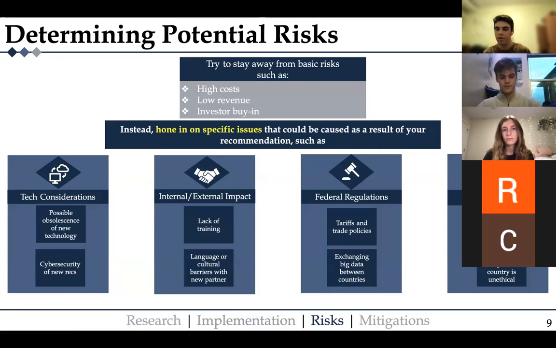And then shifting forward to the different risks, you want to make sure that these risks are a little bit more unique, right? There are going to be so many different teams and so many different risks that all the judges are seeing. So you want to stay away from the classic, like, oh, it's going to cost too much, there might not be a lot of revenue, investors might not be interested, and really try to break it down into these 4 different types of risks that we've identified. So the first is the technical considerations.